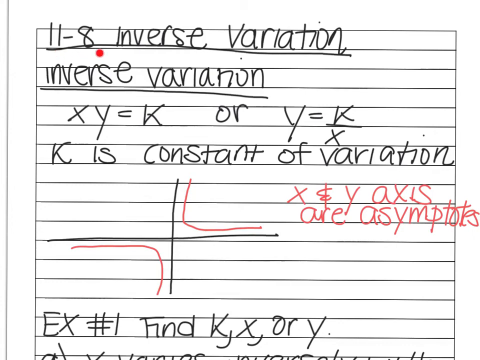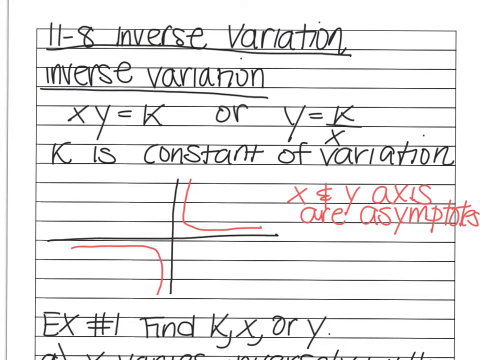Today we are doing 11/8 inverse variations. Inverse variations are defined in three ways. For one, they look like this as an equation, and k is a constant, the constant of the variation, and their graphs look like these, which are hyperbolas. So let me go into all the components first.